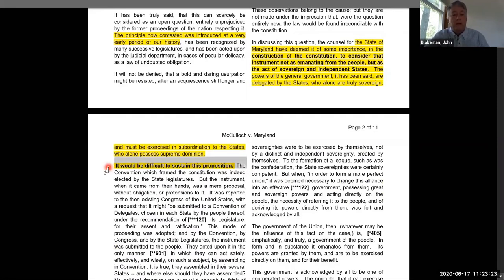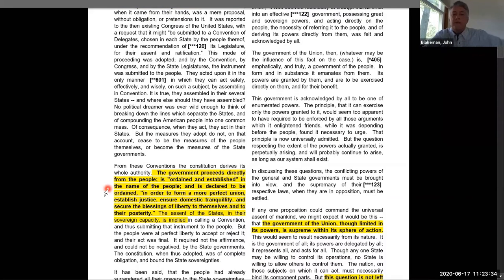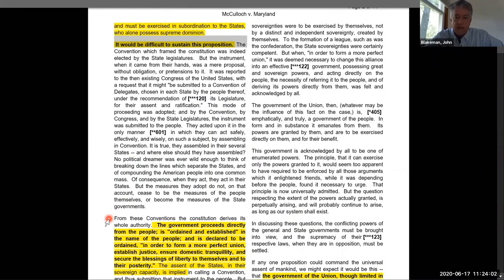John Marshall quickly disposes of that. He says, it would be difficult to sustain this proposition. As he sees it, and you can sort of read through his argument, the government proceeds directly from the people. It is ordained and established in the name of the people. It is ordained, that's straight out of the preamble, right? Ordained to form a more perfect union, on and on. Yes, the assent of the states in their sovereign capacity is implied, but it was the people of the United States that approved the Constitution, not the sovereign and independent states.